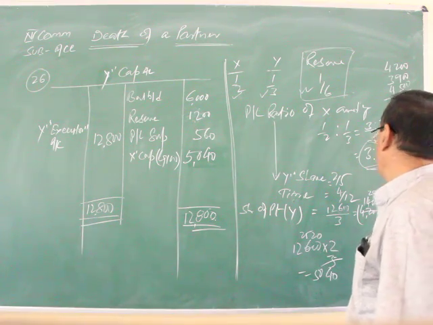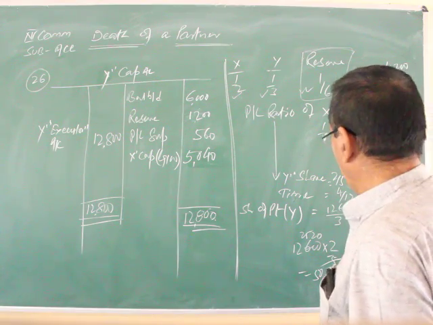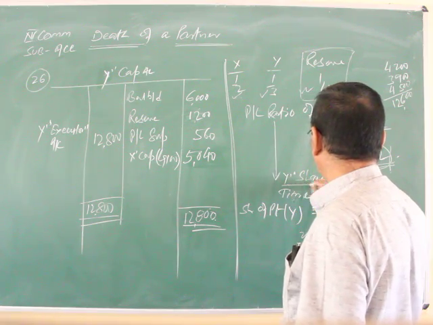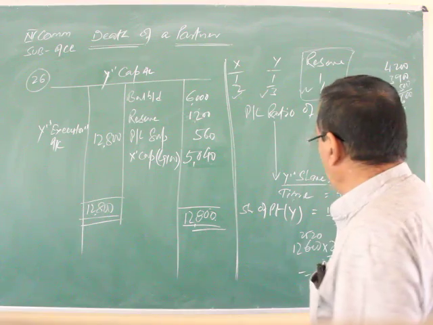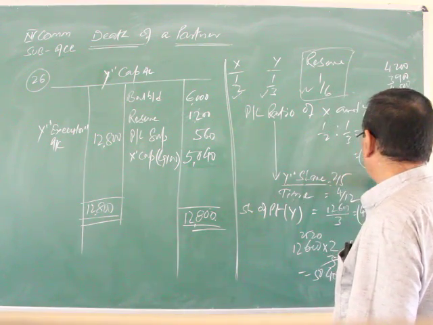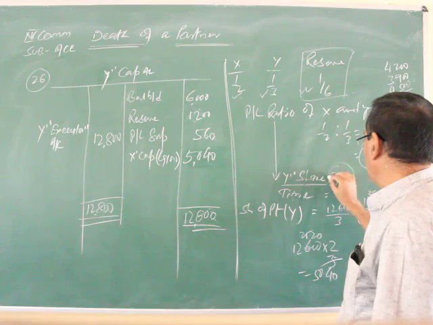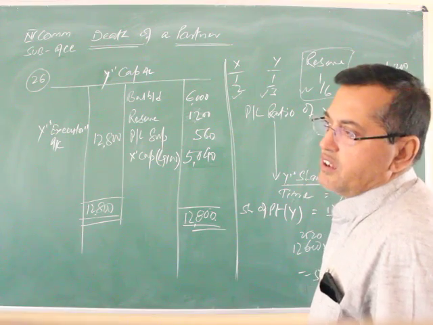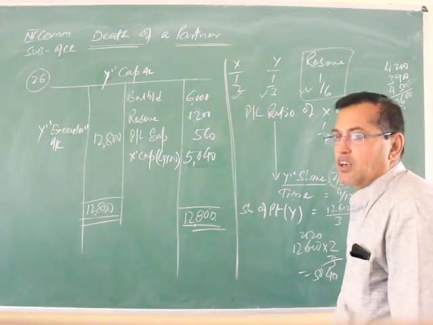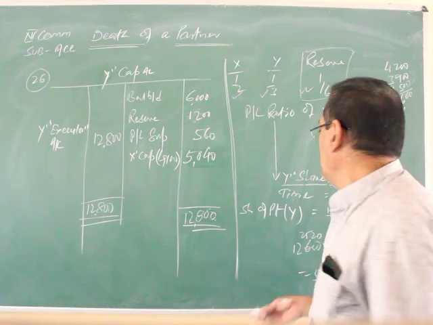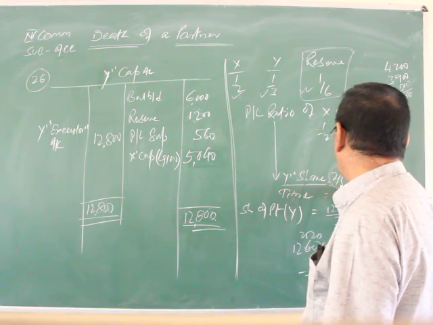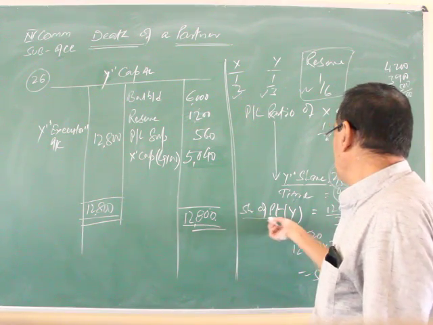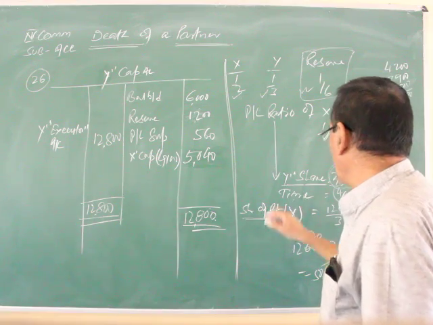After this, now see who has died. In this question, Y has died. Y is the deceased partner, this point is clear. Y's share of profit as per 3:2 is 2/5. And he has died on 1st August. So the duration from 1st April, the beginning of the year, till the date of death will be 4 months, so the time fraction is 4/12.